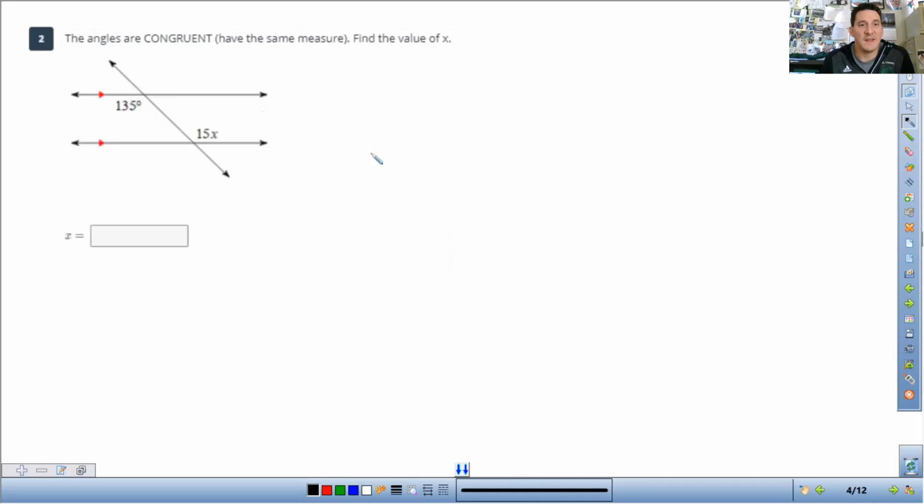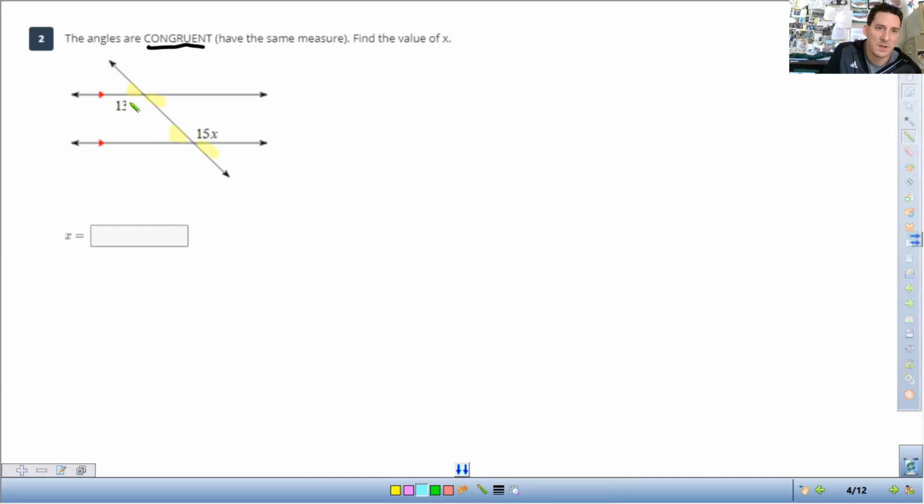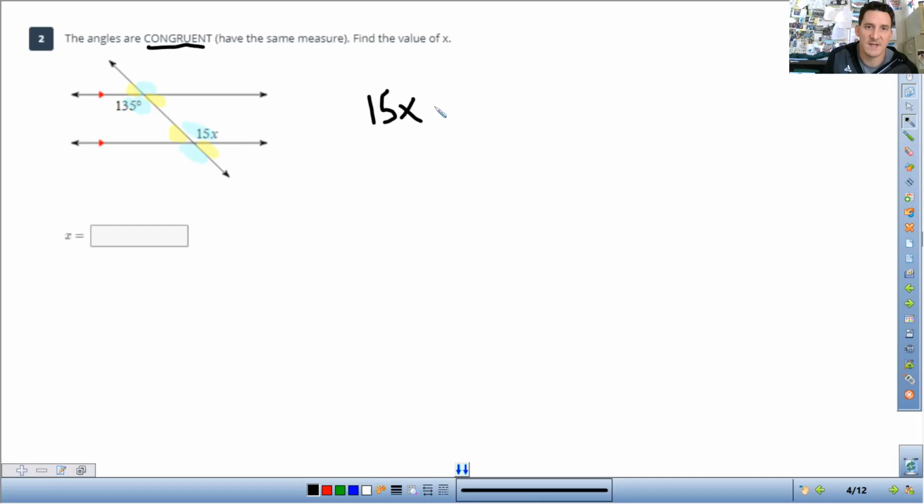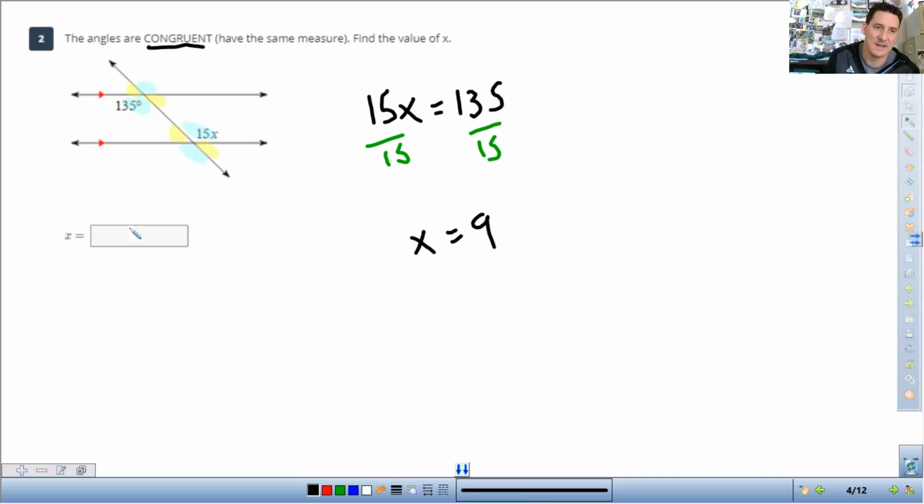Another example, these angles, again, they are congruent. That means they have the same measure. I want you to practice putting in the checkerboard pattern here, just so you can see when the angles are the same. Since they're both blue, that means they are equal to each other. So we just set them equal. 15x is equal to 135. This one's real simple. Just divide both sides by 15. You get x is equal to 135 divided by 15, which is 9.